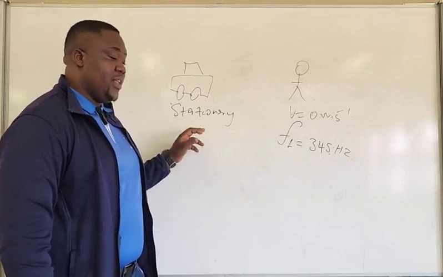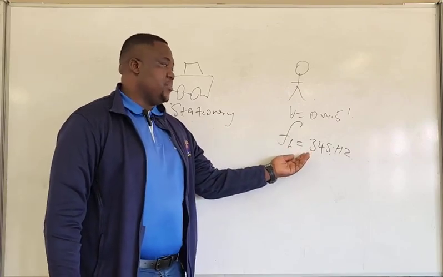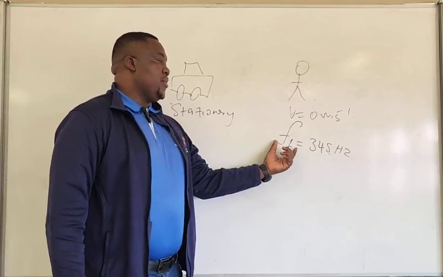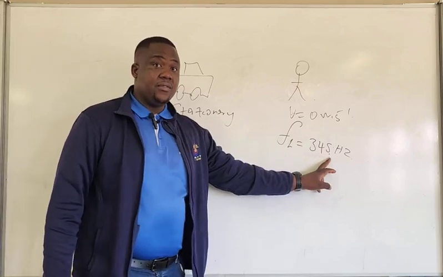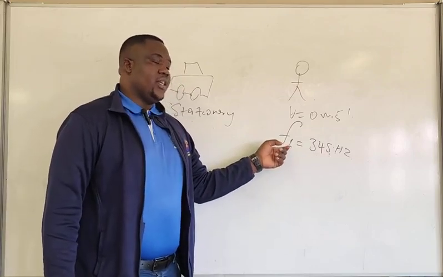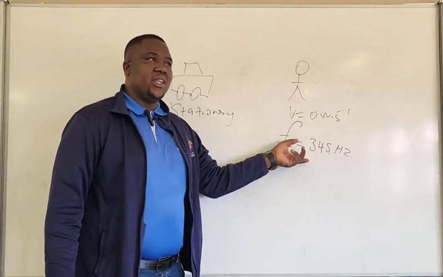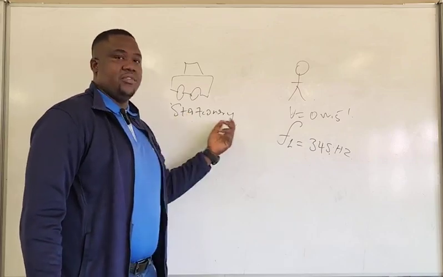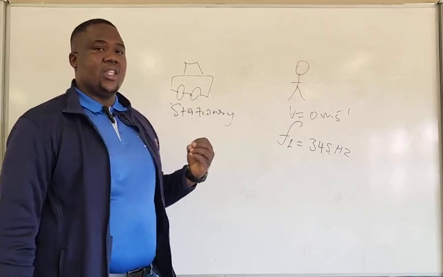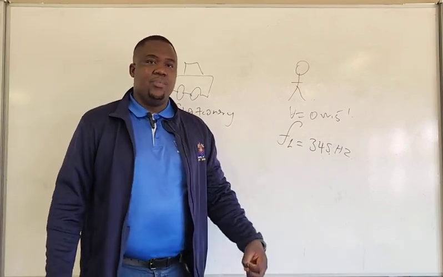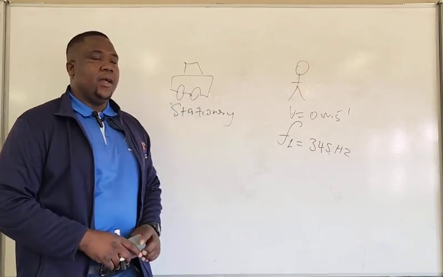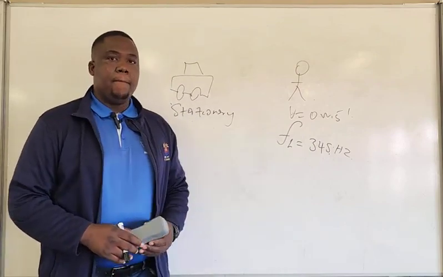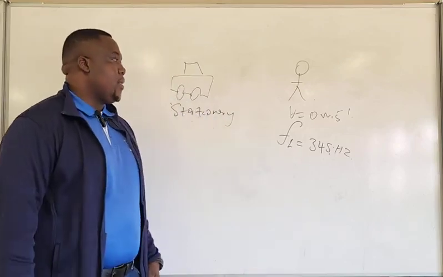So because both of them are stationary, what does it mean? It means that the frequency of the source is 345. This frequency that is perceived by the listener who is stationary is equal to the frequency that is produced, because both of them are stationary. That's what I wanted to emphasize as we begin this lesson for treating the 2015 question paper, November, physics, Doppler's effect.